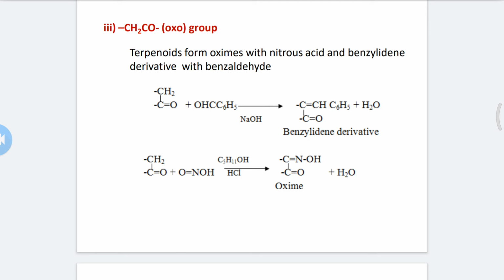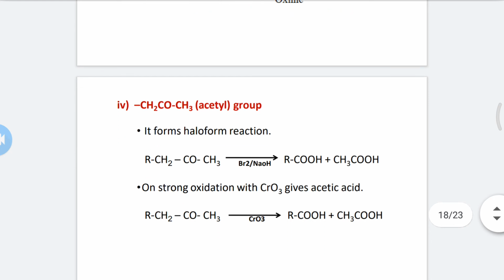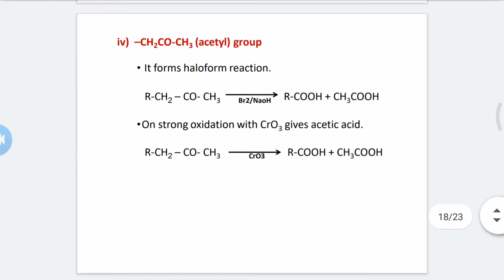Suppose another example: the oxo group CH2-C=O reacts with nitrous acid (O=N-OH) in the presence of alcohol and mineral acid to form an oxime, and this confirms the presence of the oxo group in terpenoids. Another example is the presence of an acetyl group.